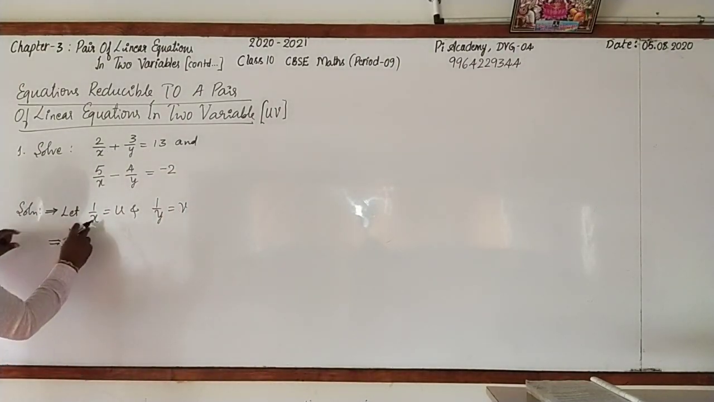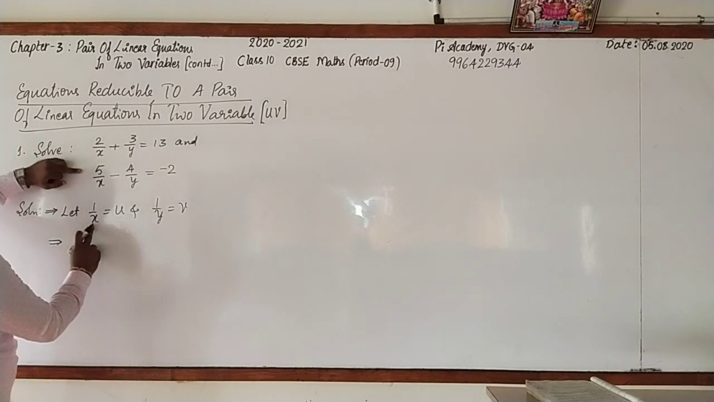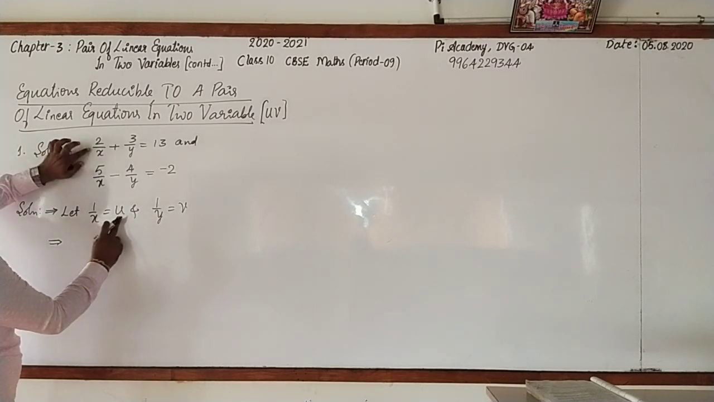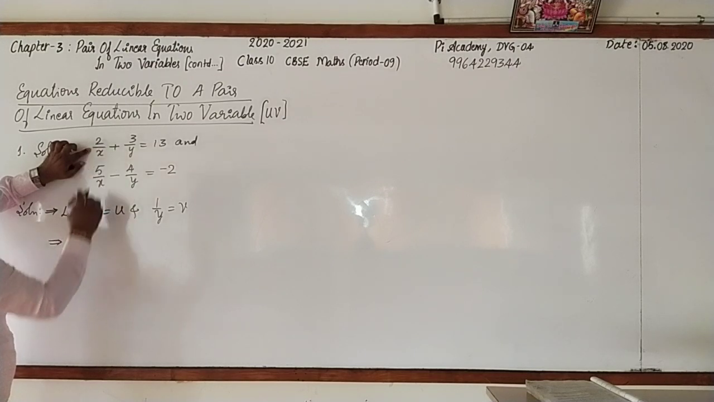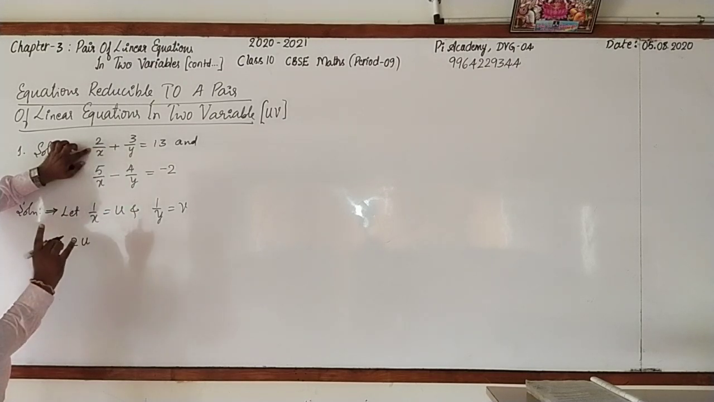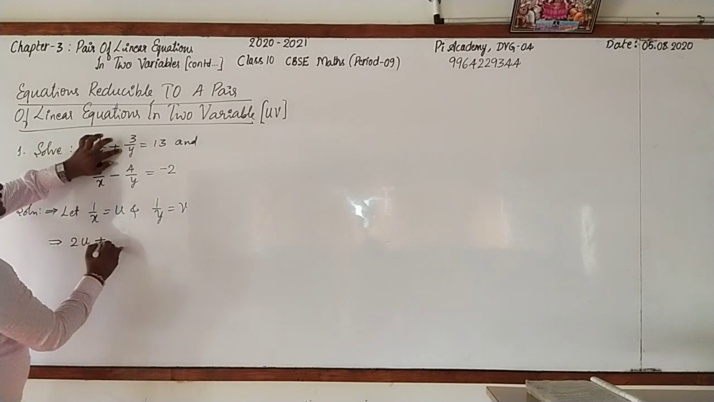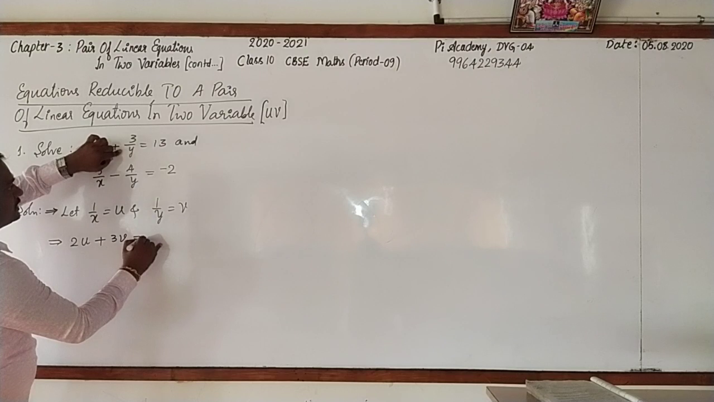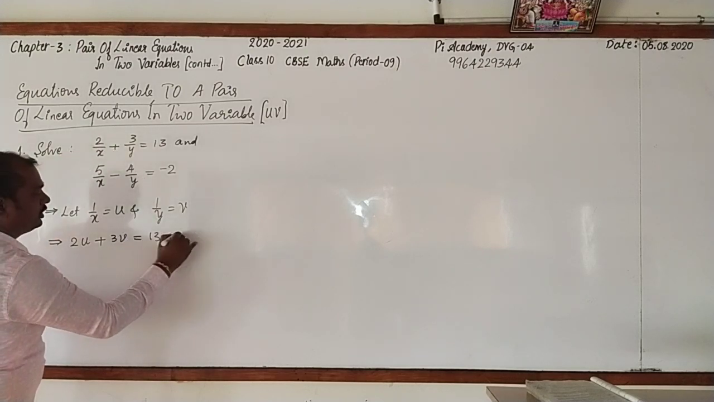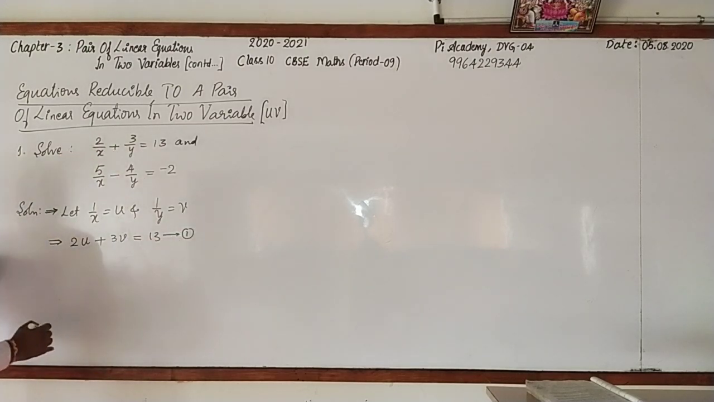As we are going to take the substitution like this, in place of 1 by x, we should write u. Then how do you write this? See, it is 2 by x, 2 into 1 by x. Then this will be 2u. Did you understand? Plus, this is 3 into 1 by y, 3v is equal to 13 as it is. You may call it as equation 1.